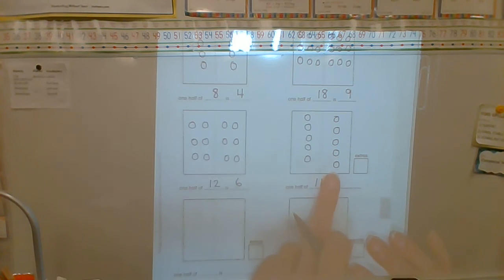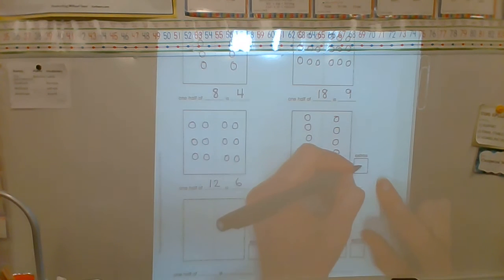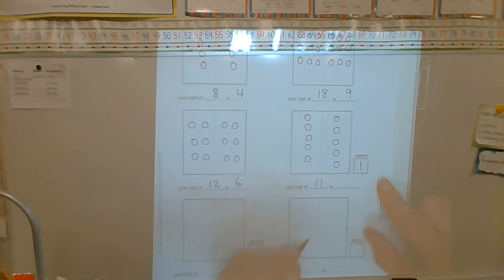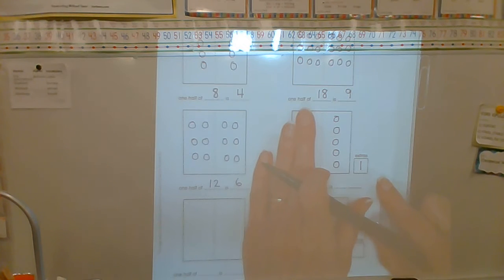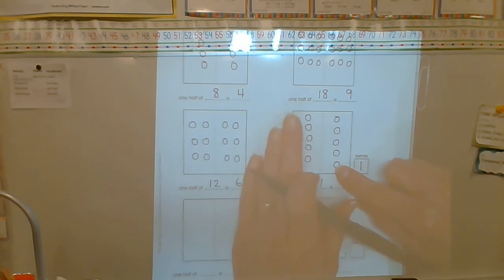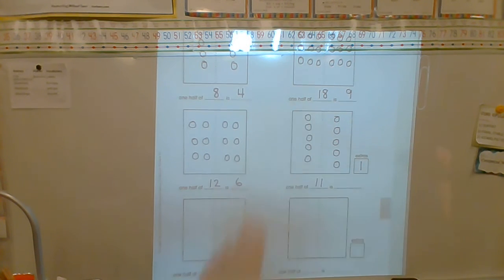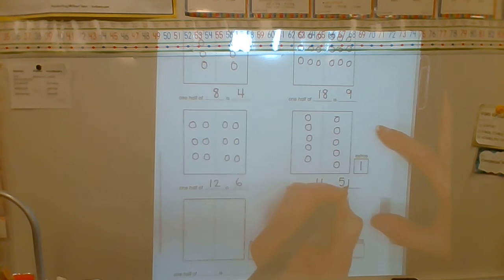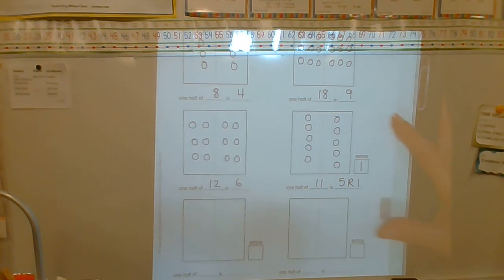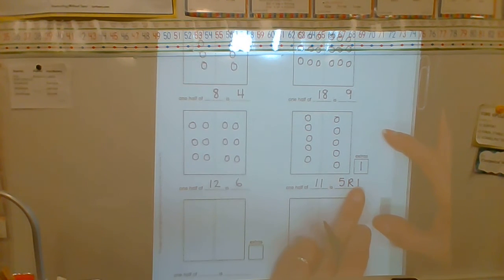But wait, 5 plus 5 is 10, and I'm trying to get to 11. So how many extras do I have? That's right, I have 1 extra. And if I cover half, I know that 1/2 of 11 is 5, remainder 1. So it will look like this. 1/2 of 11 is 5, remainder 1. All right, now say it with me. 1/2 of 11 is 5, remainder 1.